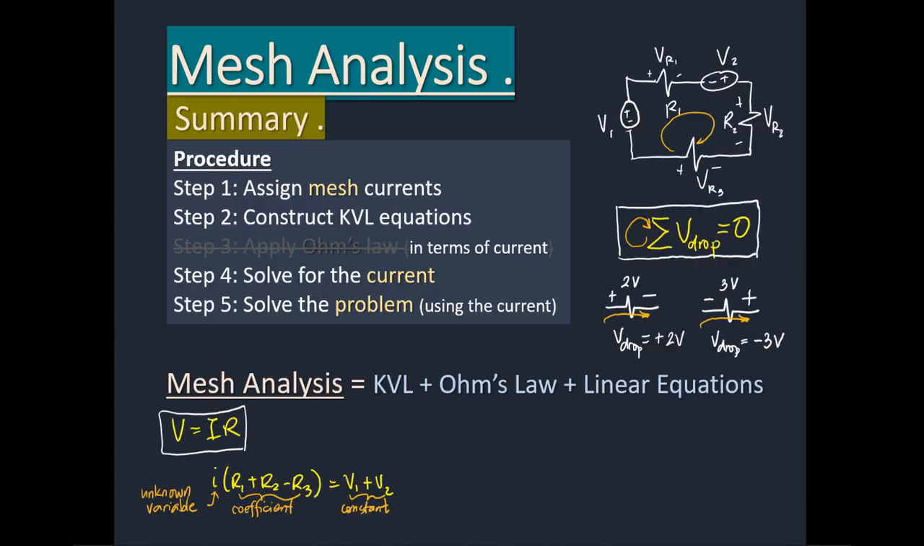In summary, we have a shortcut here. You might as well use the shortcut, or you might use the older, conventional one, which is not a problem and is also good. But to solve faster, I would suggest this one, because you don't need to worry about the positive and negative signs of the voltages. You just construct the mesh equations based on the mesh current. Basically, mesh analysis is simply the combination of KVL, Ohm's law, and linear equations.